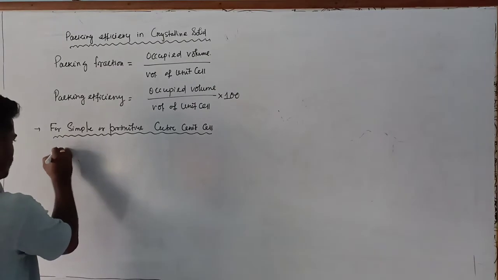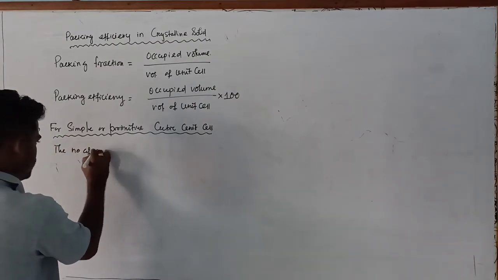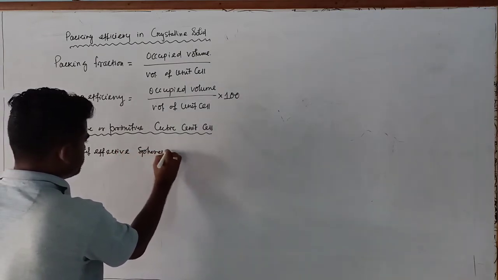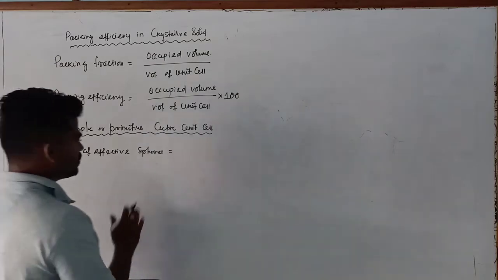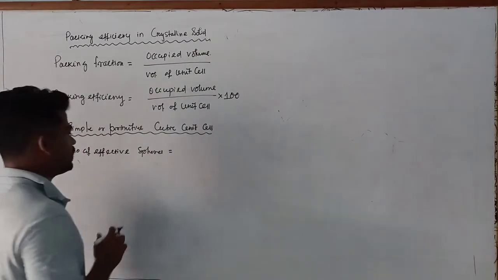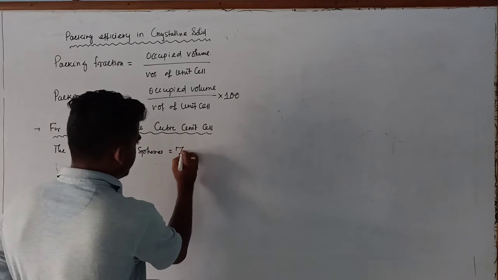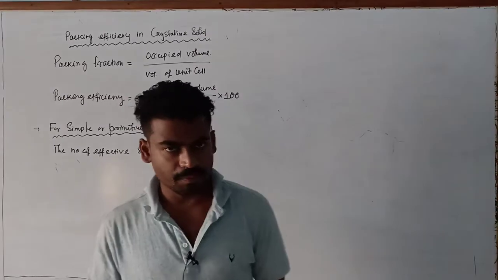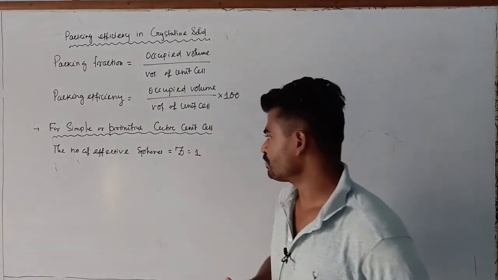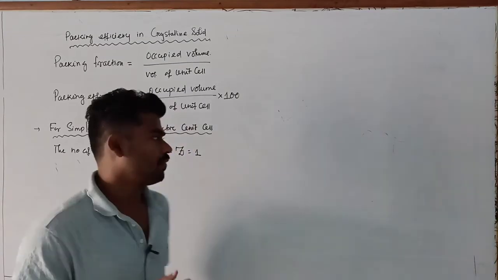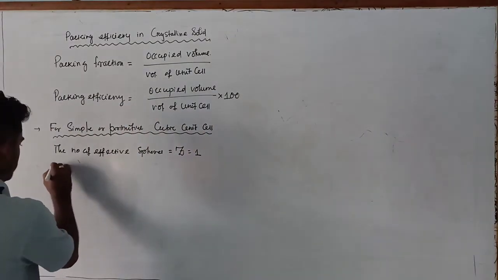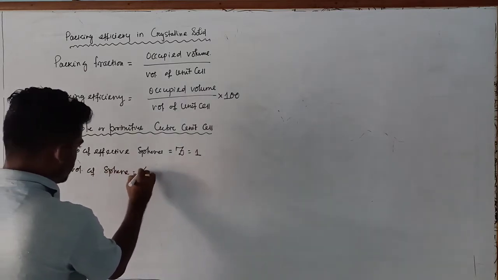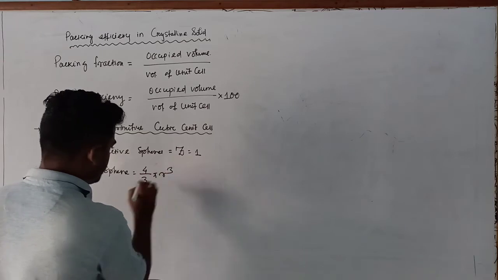Okay, so the number of effective spheres, you can assume atoms or ions, anything which are present at packing site, at corners. So that will be Z equal to 1. So only one sphere is present. If you assume the spherical shape of each constituent unit having radius r, then the volume of sphere is equal to 4 by 3 pi r cube.